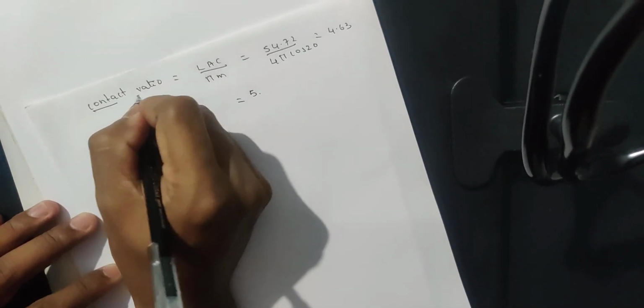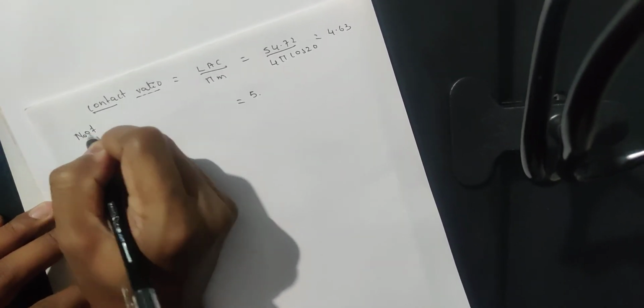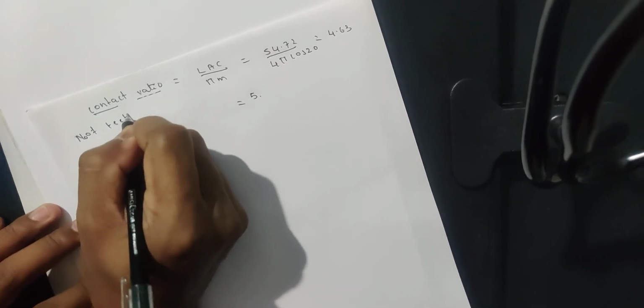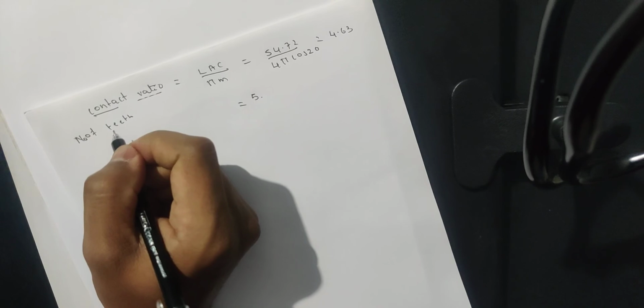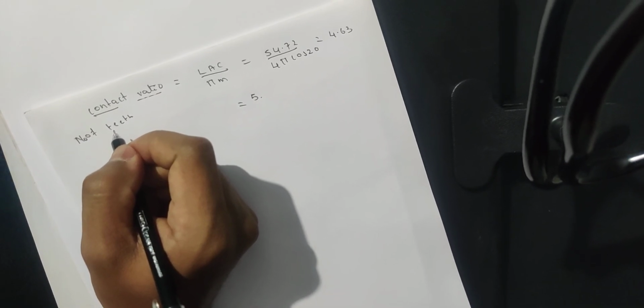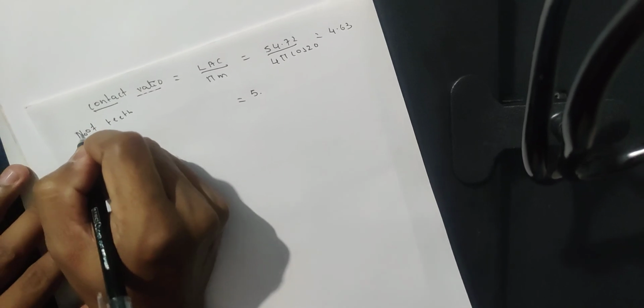See, a contact ratio can also be written in terms of number of teeth. Sorry, it can be written as pitch circle number of teeth. So minimum number of teeth it is. Okay, it is minimum number of teeth. So we don't require that now. Already we have found out the contact ratio here.